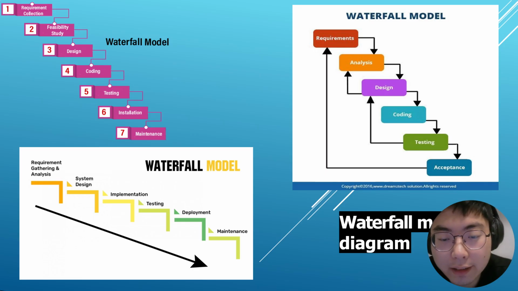First, let's look at the waterfall model. This is one of the earliest software development models. As its name suggests, the entire process flows downward in direction like a cascade of water. As you can see from the diagram, the waterfall model divides the software lifecycle into a series of phases.